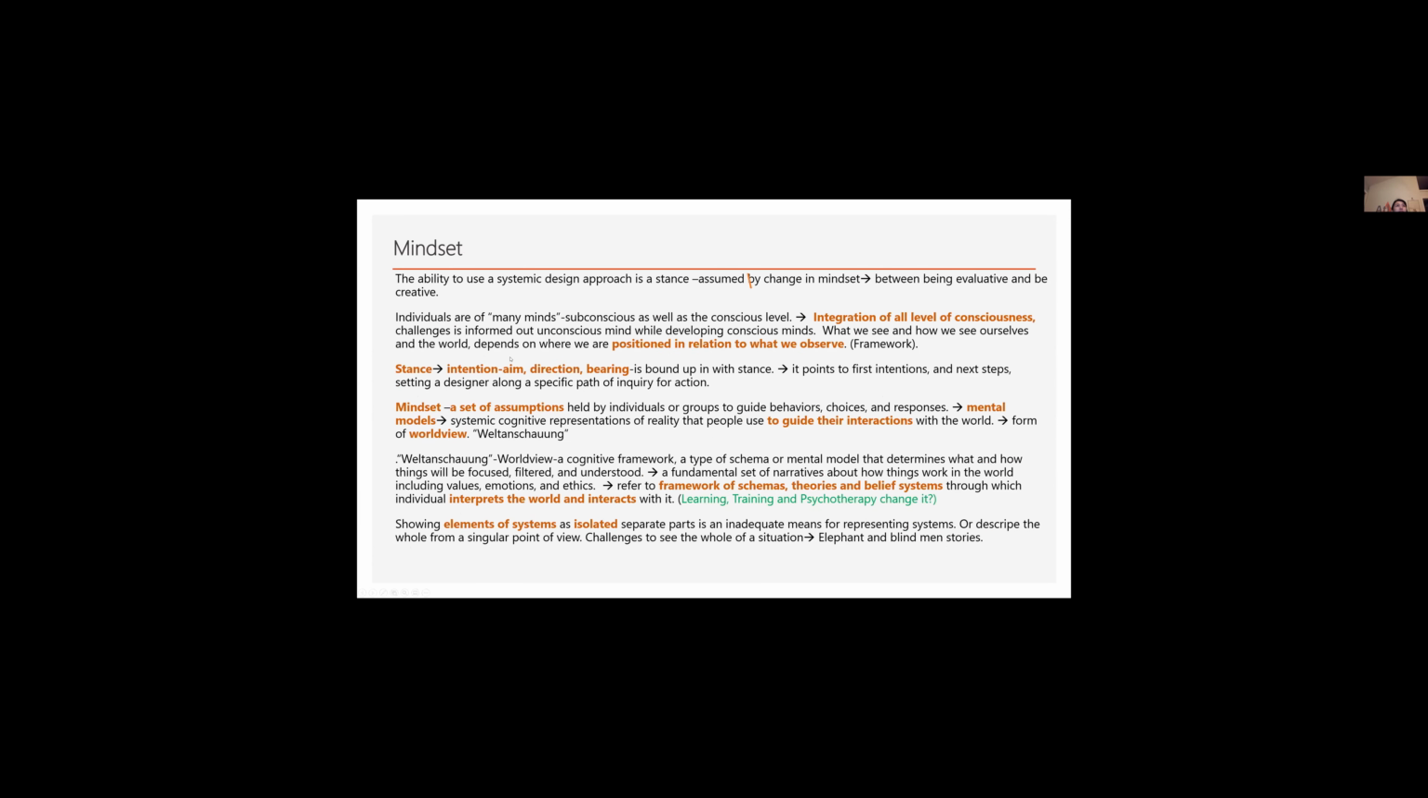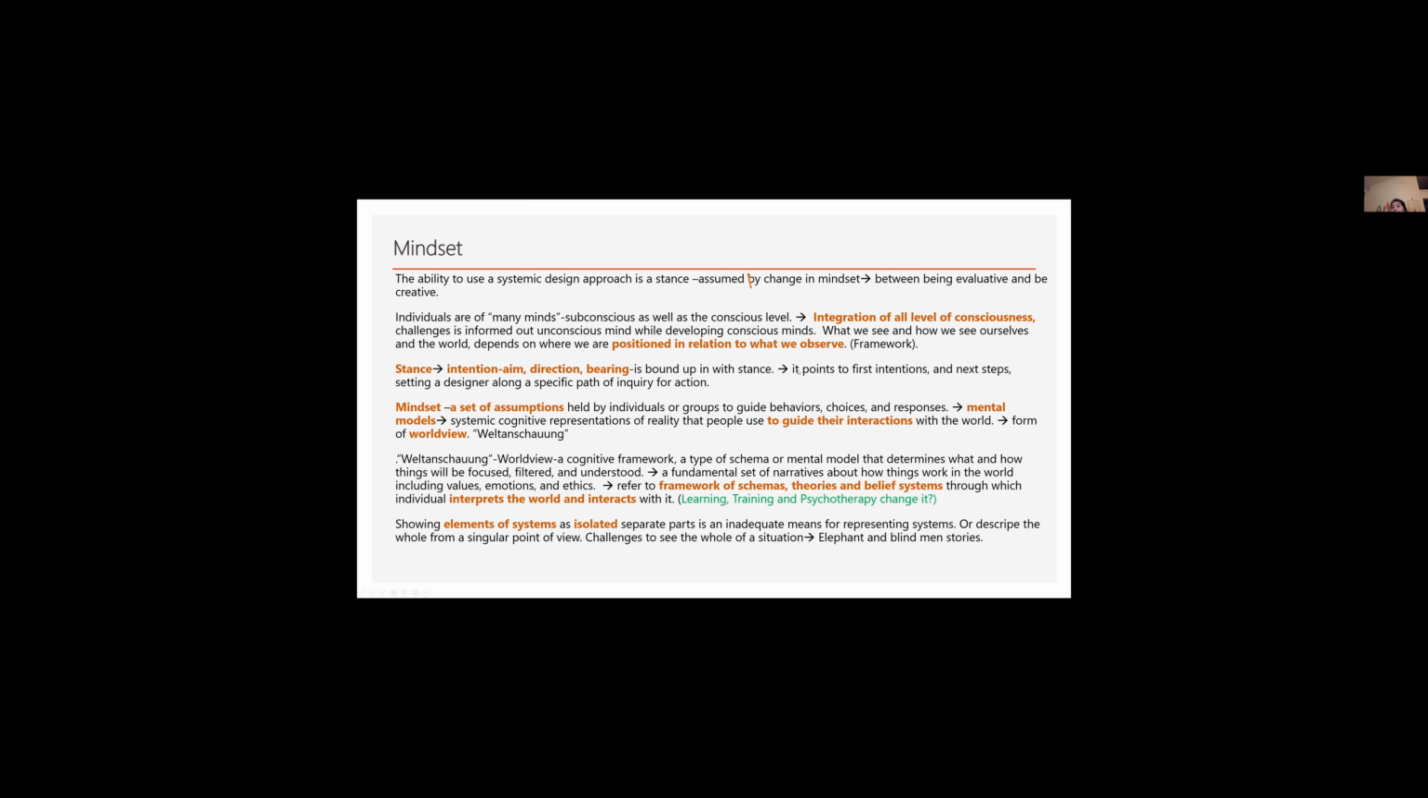Dealing with complexity without oversimplification, that's the very key of the thing. Looking at one individual system, treating things in one system, is simplification, because your body is a larger system you need to deal with. The ability to use a systematic design approach is the stance assumed by changing mindset between being evaluative and being creative. I think Marissa mentioned stance. Individuals are of many minds, subconscious as well as conscious. Integrate all levels of consciousness; the challenge is to inform the unconscious mind, which will develop the conscious mind.